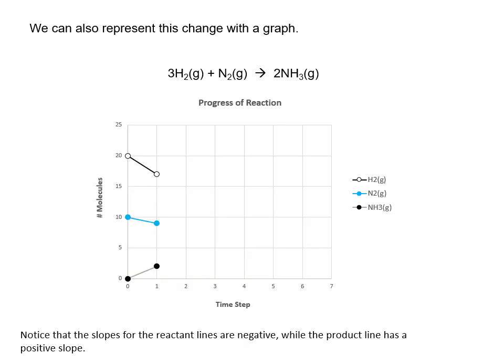We can also represent this change with a graph. The y-axis shows the number of each type of molecule, and the x-axis shows the progress of the reaction as a series of time steps. The amount of each reactant is decreasing as the reaction proceeds, and the amount of the product increases. Notice that the slopes for the reactant lines are negative, while the product line has a positive slope.